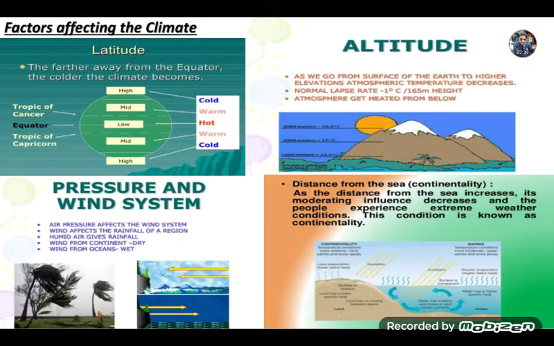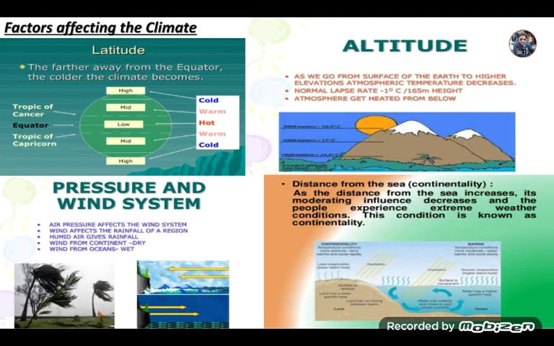So what are the factors affecting the climate? Latitudes, we all know, farther away from the equator, the colder the climate becomes. If your country is lying in the polar region or temperate region, you will experience very severe winter and less humid climate. But if your country is lying in the equatorial regions, in the tropical region, you will experience very hot weather seasons. Then altitudes also, as we go from surface of the earth to higher elevations, atmospheric temperature started decreasing. Then pressure and wind system also greatly affect the climate.